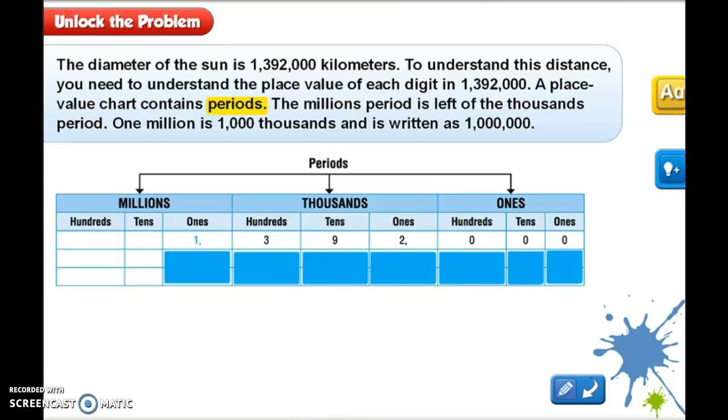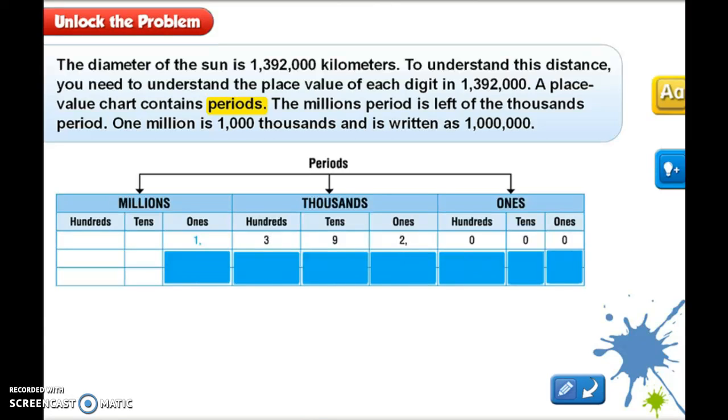Okay, the diameter of the sun is 1,392,000 kilometers. To understand that distance, you need to understand the place value of each digit. 1,392,000. A place value chart contains periods.